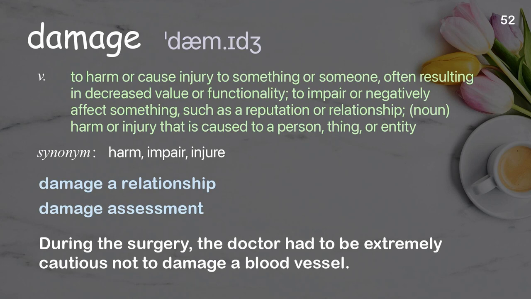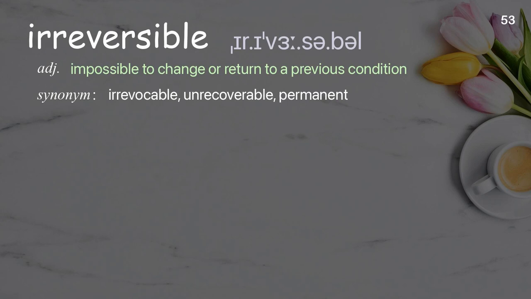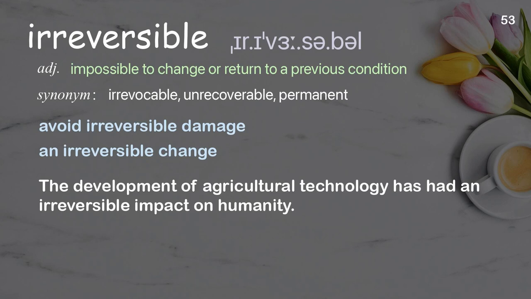Irreversible: impossible to change or return to a previous condition. Examples: avoid irreversible damage, an irreversible change. The development of agricultural technology has had an irreversible impact on humanity.